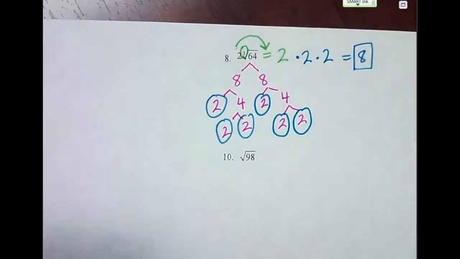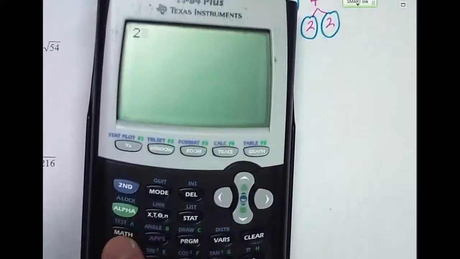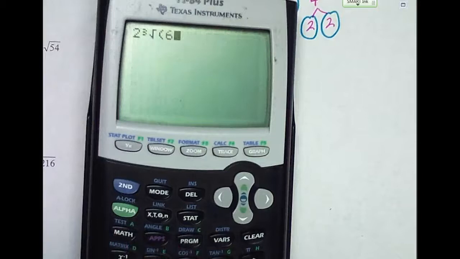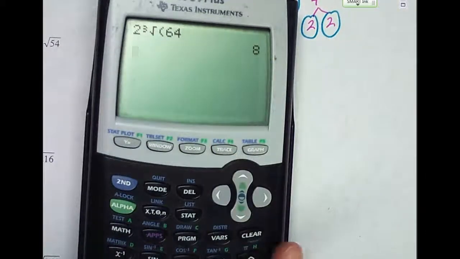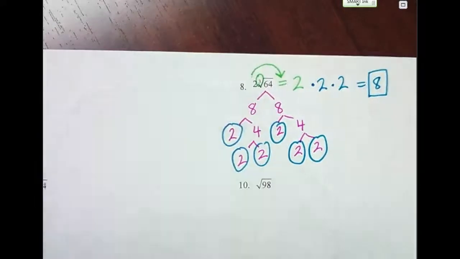So let's check that in our calculator. I'm going to put in 2, and to find cube root, you press math, which is right here below alpha. So press math, and then it's number 4, and I want to put in 64. So see, I'm doing the cube root, and I got 8. And sure enough, that's what we got. Okay, so you're just checking your answer.